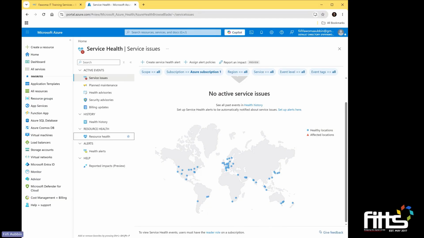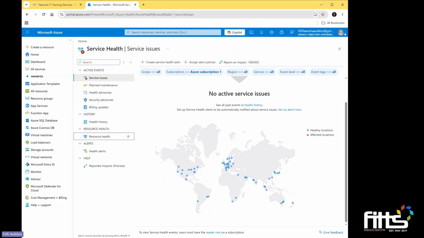Why is it not doing that? Because Azure Monitor is already doing that. So instead, Service Health will tell you whether Microsoft Azure itself is experiencing any event that would affect your services. And that is the whole point of this.